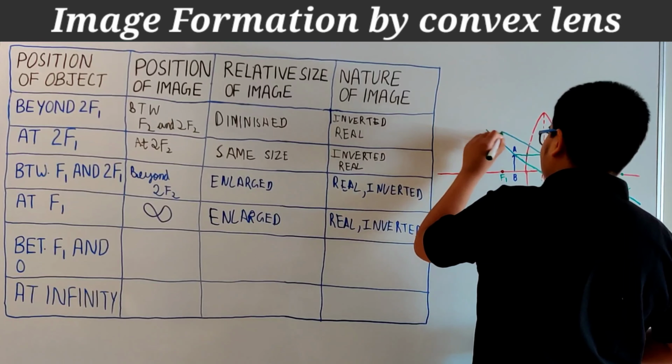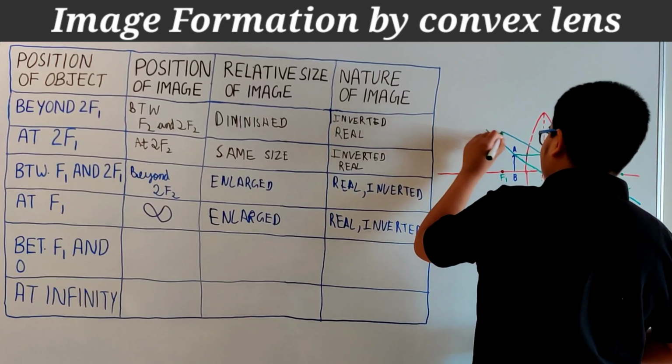Also, as the image is formed on the upper side of the principal axis, it is formed above the principal axis. So image is erect. That means the image is upright. So this was the fifth case, which was a very interesting case.